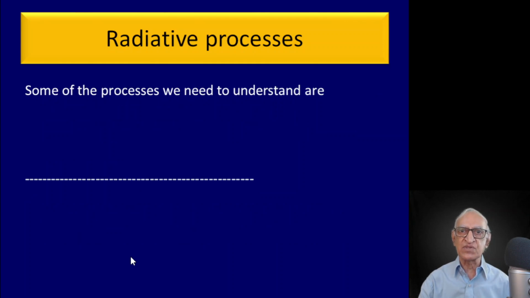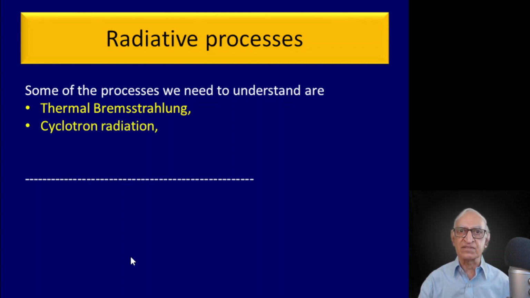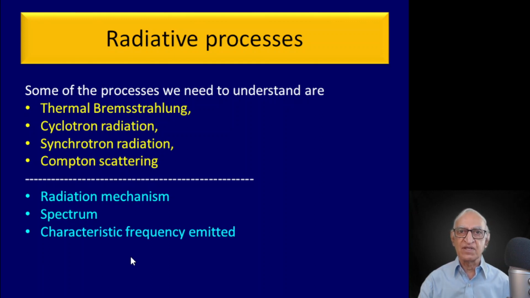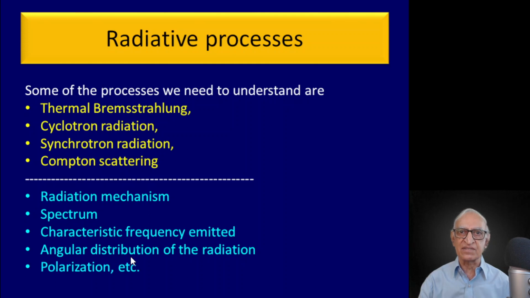Some of the processes we need to understand, at least briefly, are thermal Bremsstrahlung, cyclotron radiation, synchrotron radiation, Compton scattering, and so on. And for each of these mechanisms, we need to understand the actual radiation mechanism, the spectrum or the frequency content of the radiation, if there is any characteristic frequency in that mechanism, the angular distribution of the radiation, polarization, etc.